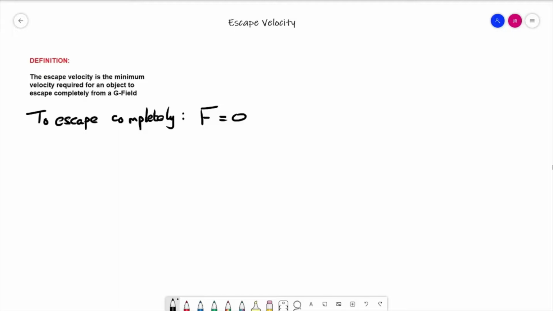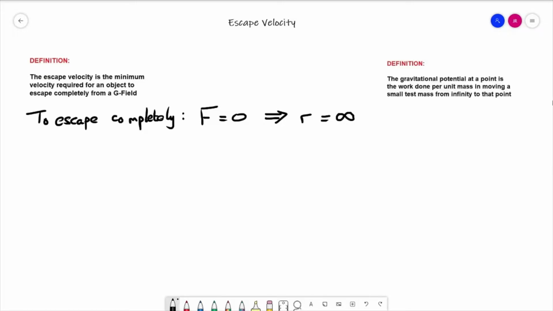Now, of course, if we go back to when we first defined gravitational potential, the only point where that is relevant and that is applicable is when we are an infinite distance away.